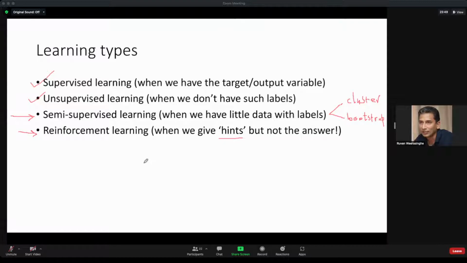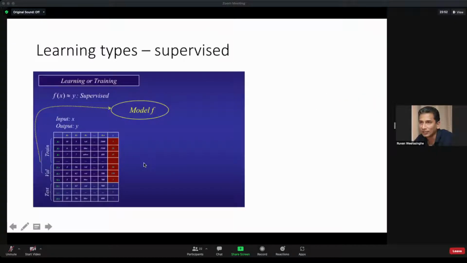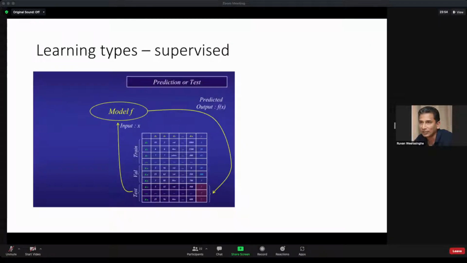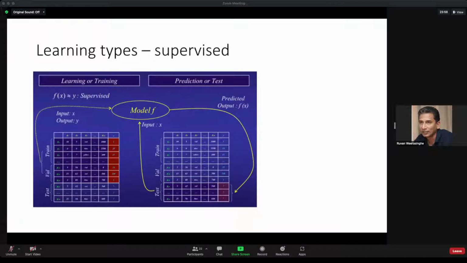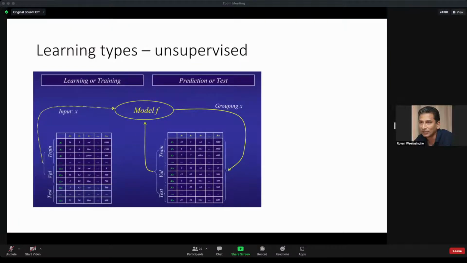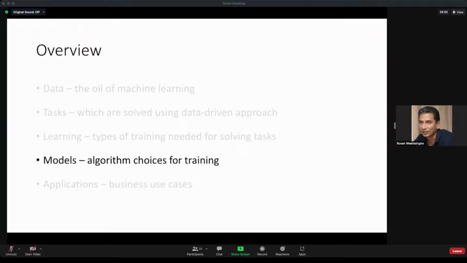But we are not looking at those two here. These are just more graphical things. I'm not going to talk about those, right?